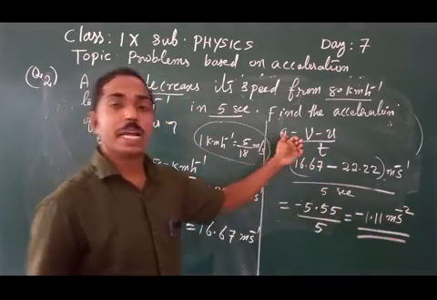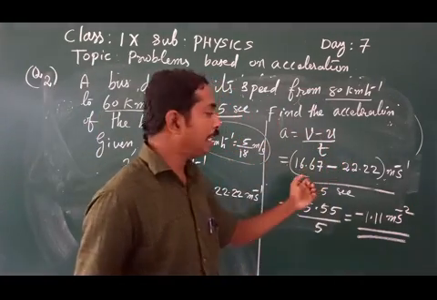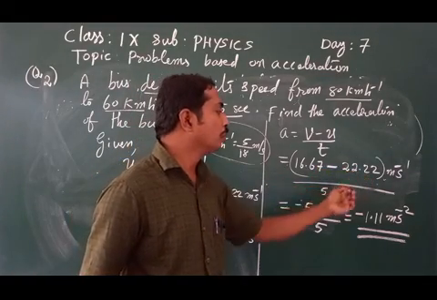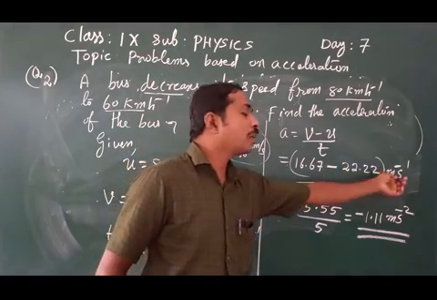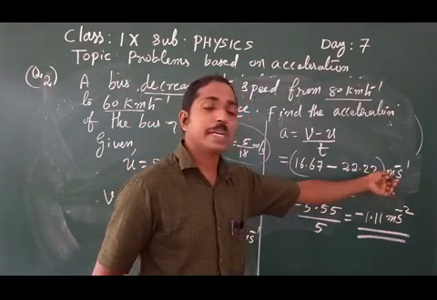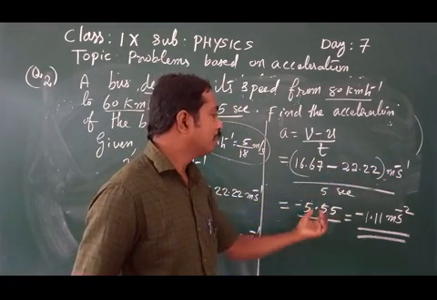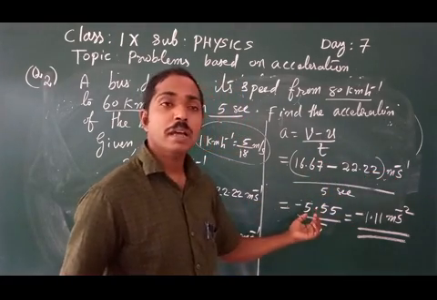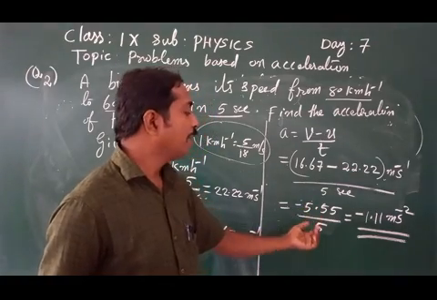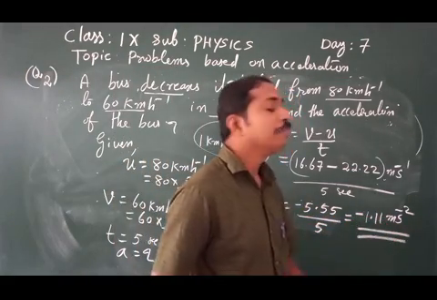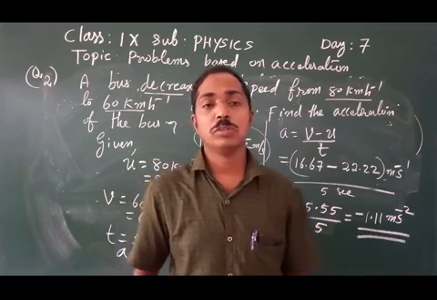So A equal to V minus U by T, 16.67 minus 22.22. The unit is the same, so I wrote it common, meter second raised to minus 1, divided by 5 seconds. When we subtract, we will get minus 5.55 divided by 5. We will get minus 1.11 meter second raised to minus 2.